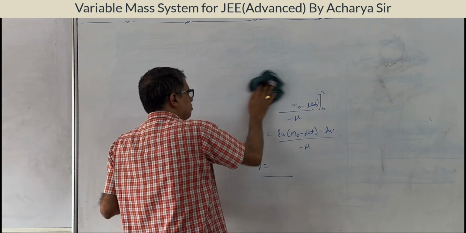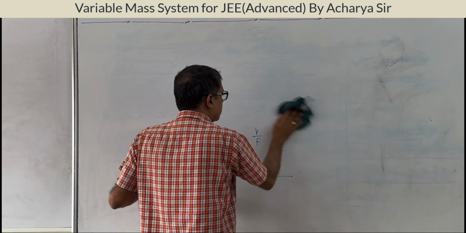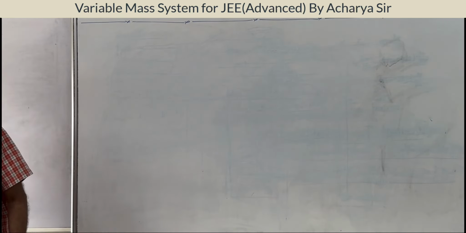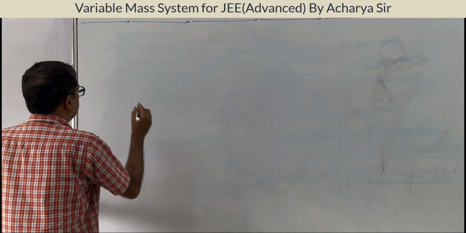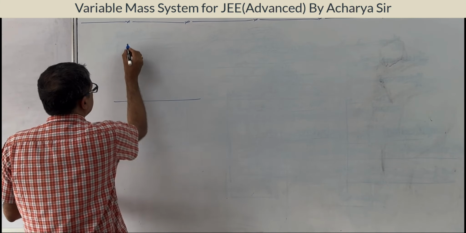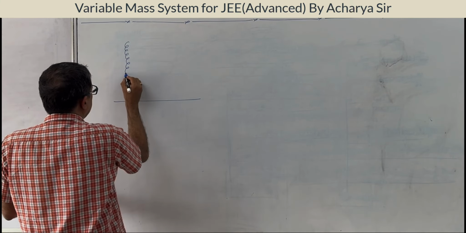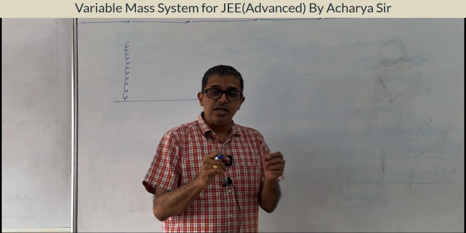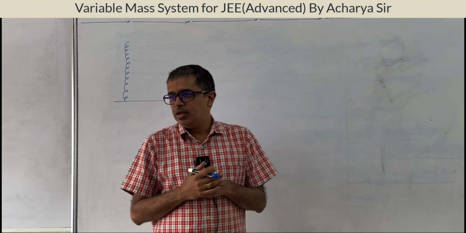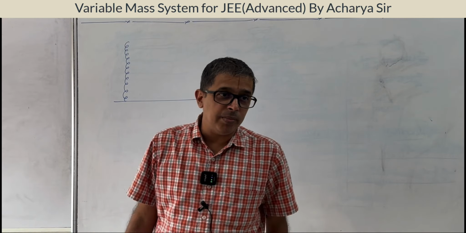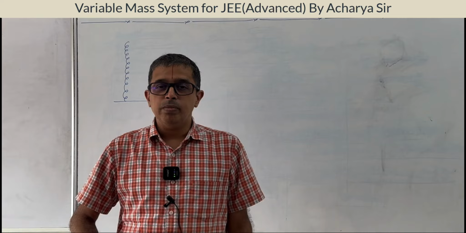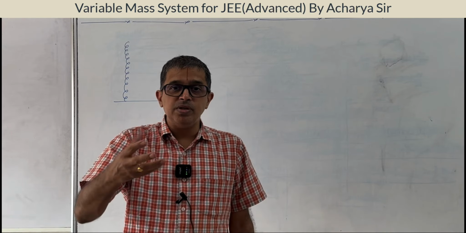Now, majority of the problems in this subtopic come from chain related problems. Whole of the game starts here. They'll tell you a chain is released this way and the chain doesn't form a heap. Chain doesn't form a heap. Why do they tell you the chain doesn't form a heap? Because the shape of the heap is undefined.